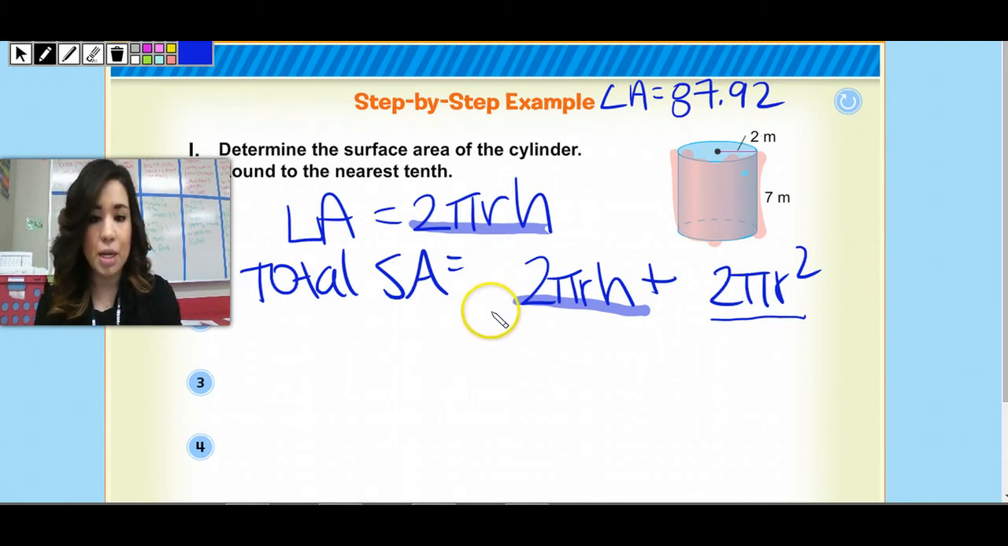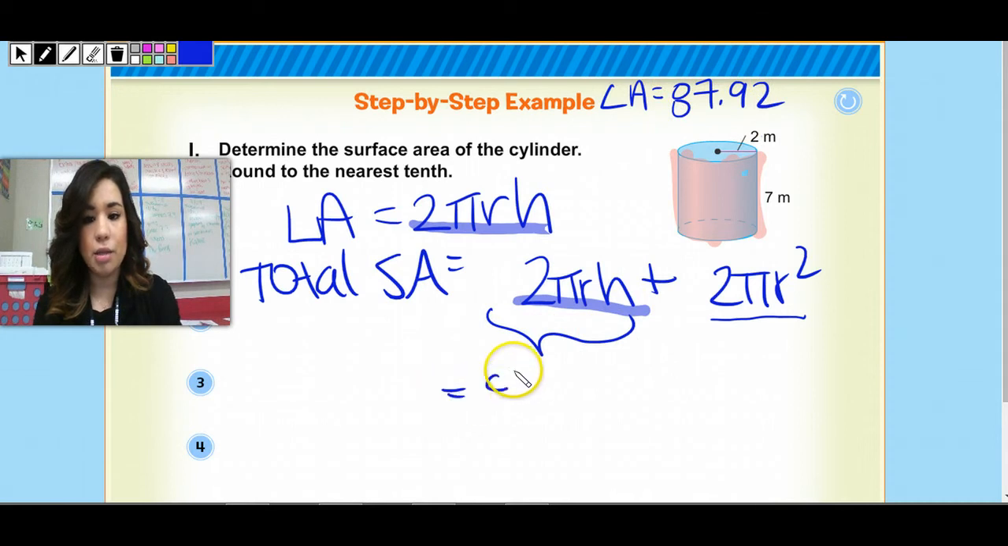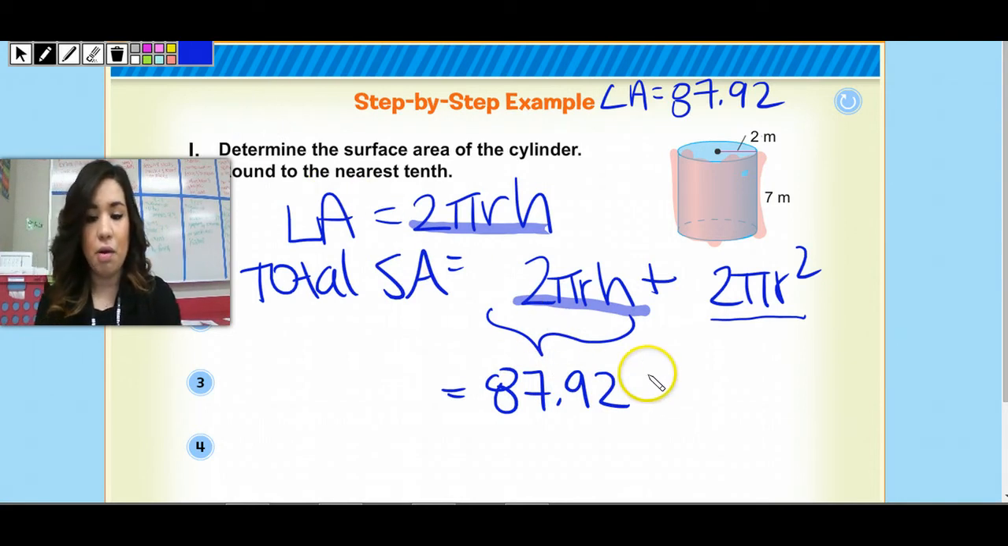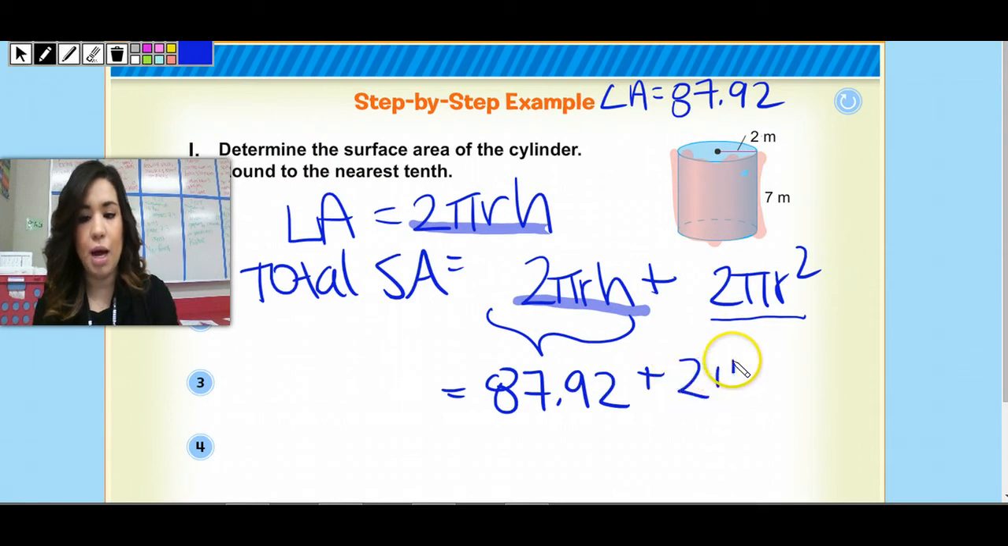So let's plug it in. We already found this part. It's my lateral area, 87.92. And what am I going to do? I'm going to add the area of the circles. So let's find this part. This is going to be 2 pi. My radius is still 2, so it's going to be times 2 squared.